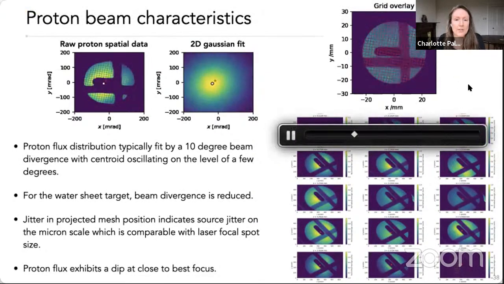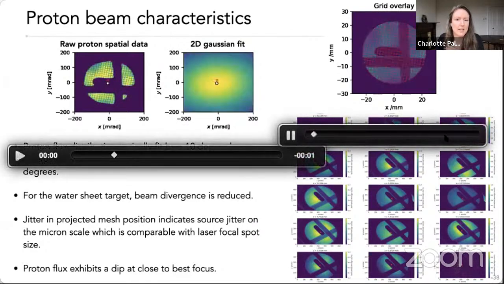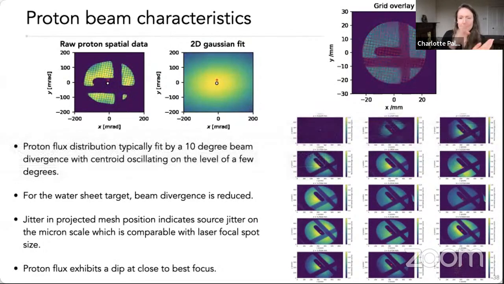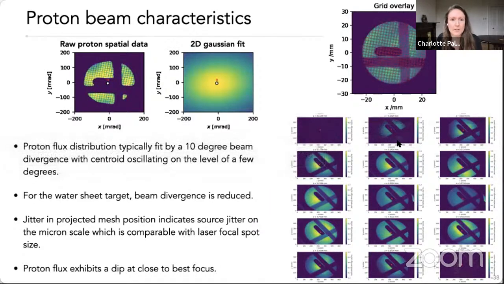In the top right, you can see the mesh overlaid in red from different shots in a run. It's a bit like psychedelic when they're all going at the same time. So you can see how the mesh is moving around a little bit from shot to shot. This jitter corresponds to about 1 to 2 microns shift at the target plane, which is comparable with our focal spot and its jitter. The proton flux is very dependent, as we would expect, on position relative to the laser focus.